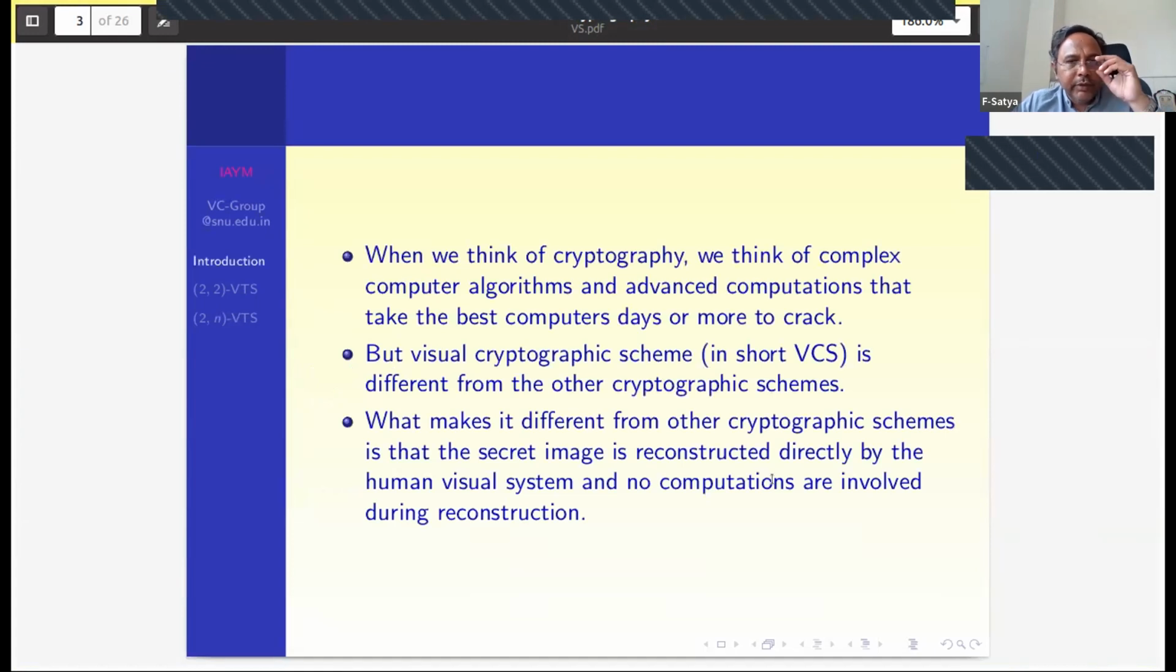When we think of cryptography, we think of complex computer algorithms, advanced computation that takes days or more to crack. But the visual cryptography scheme, VCS, is different from other cryptographic schemes. What makes it different is that the secret image is reconstructed directly by the human visual system, and no computations are involved during the reconstruction, right?